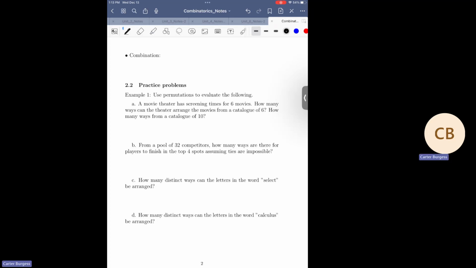If we think of the first slot here as being representative of the earliest screening time, all the way down to the last slot being the latest, how many options for movies do we have to put into our first screening time? We have 6 different options. That movie gets played, we're not going to reuse it. How many options would we then have for our second screening time? 5, and then 4, and 3, and 2, and 1. And you would multiply these all together, but really we're just going to write this as 6 factorial.